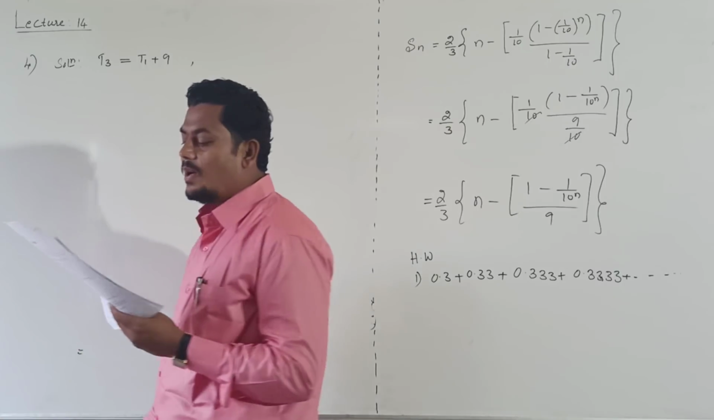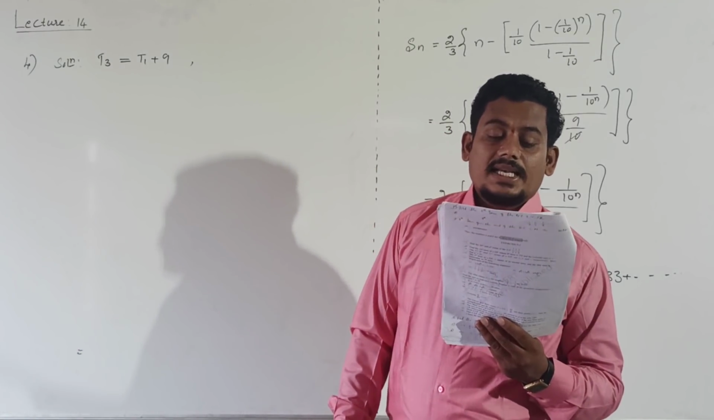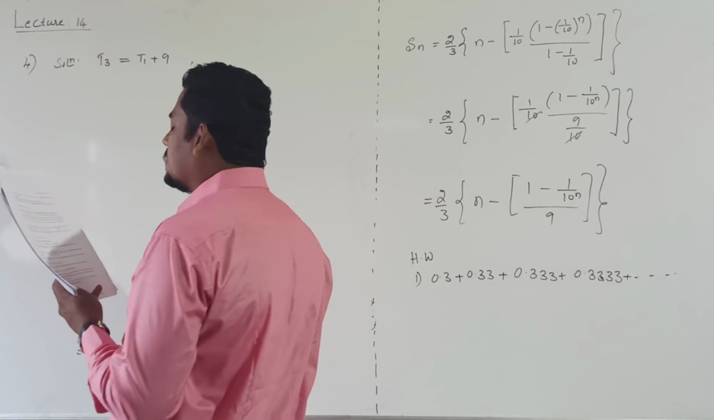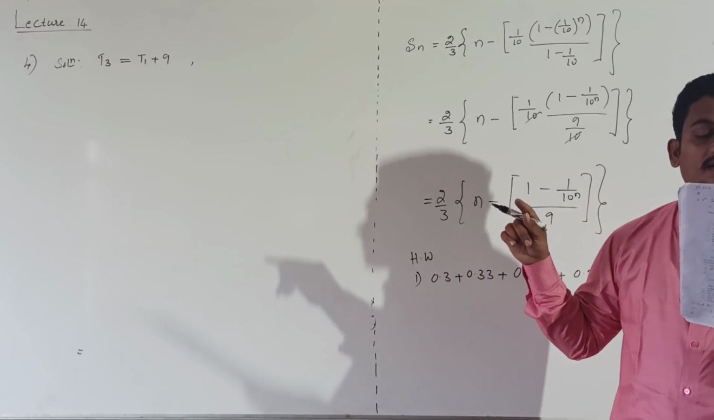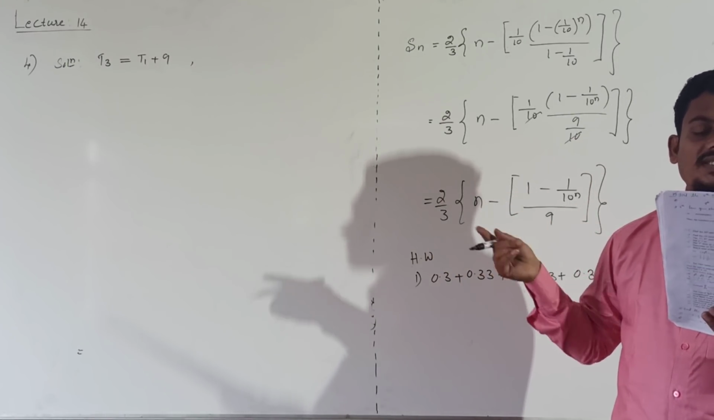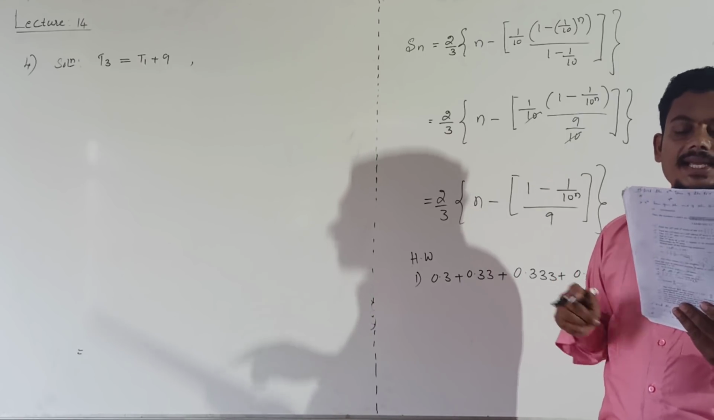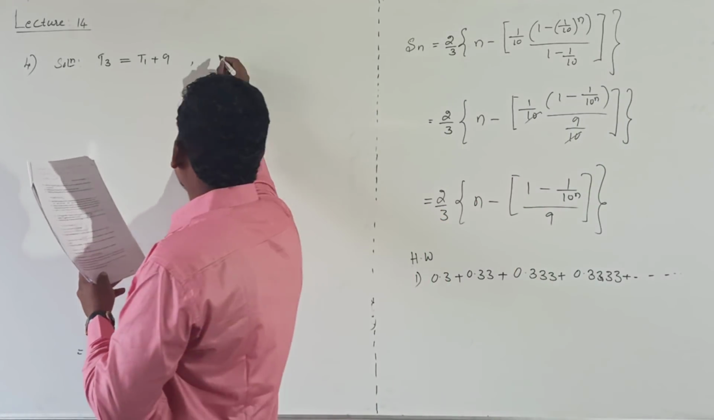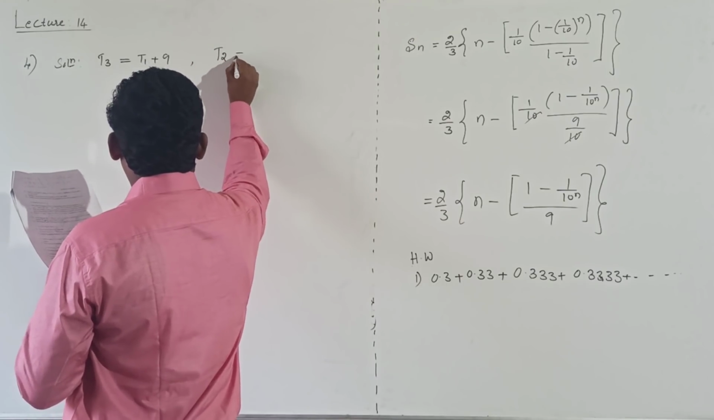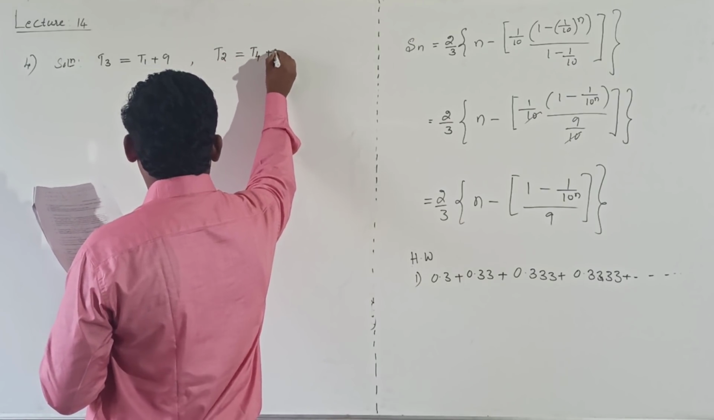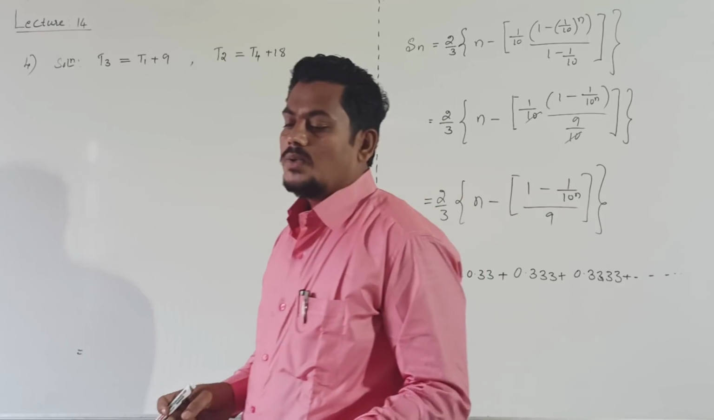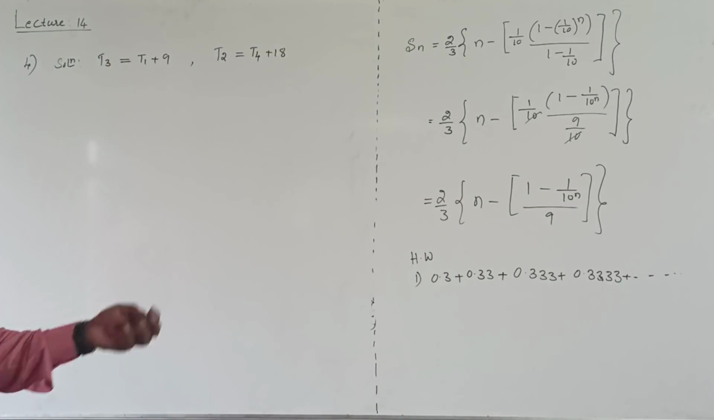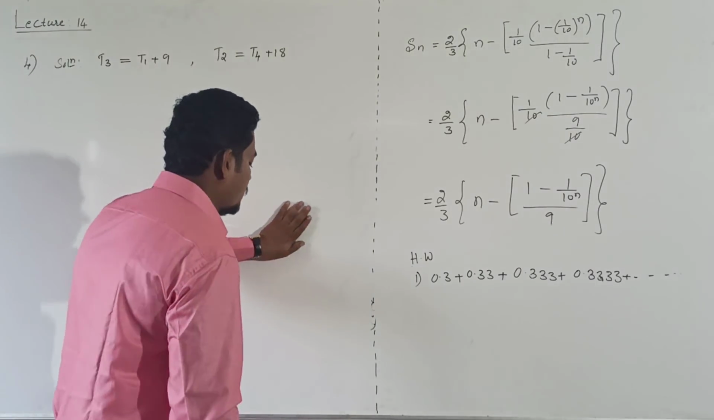And one more condition they have given: the second term is greater than the fourth term by 18. These two conditions they have given. Using these two conditions, just find the value of small a and the common ratio small r. After that, write the 4 numbers.